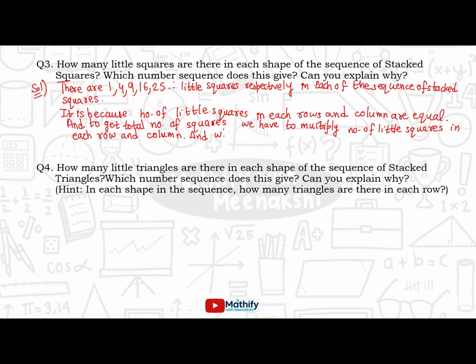And when we multiplied the number with itself, we get a square number.